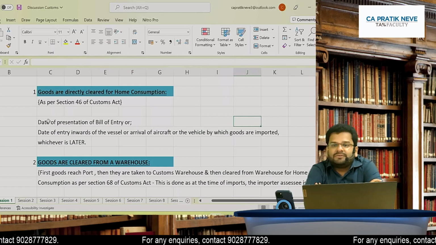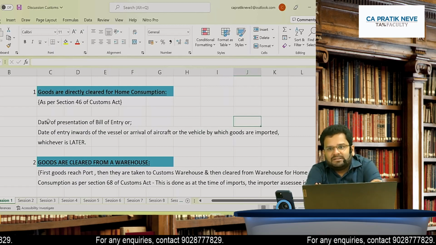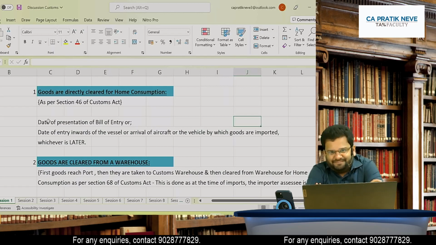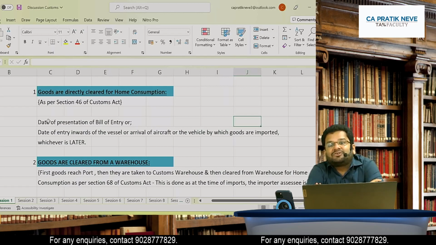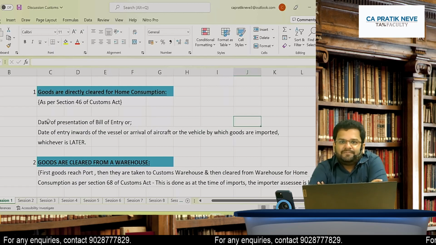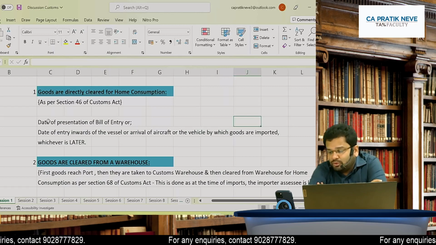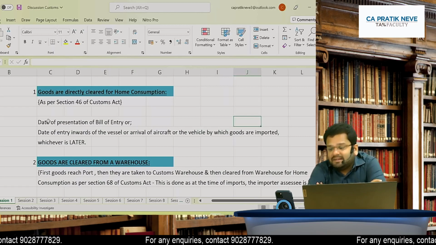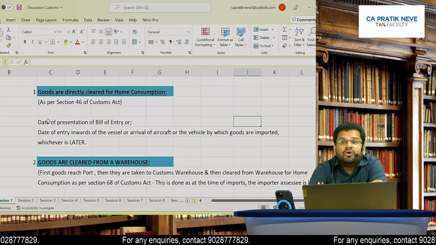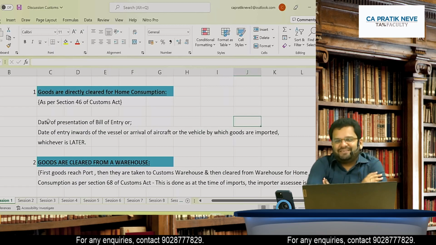Got the point? What happened is on 29th September he filed bill of entry and the goods actually reached Chennai port on 4th October. Now which date matters for deciding the rate of duty? For deciding the rate of duty, very good, 4th October matters, being the later one.